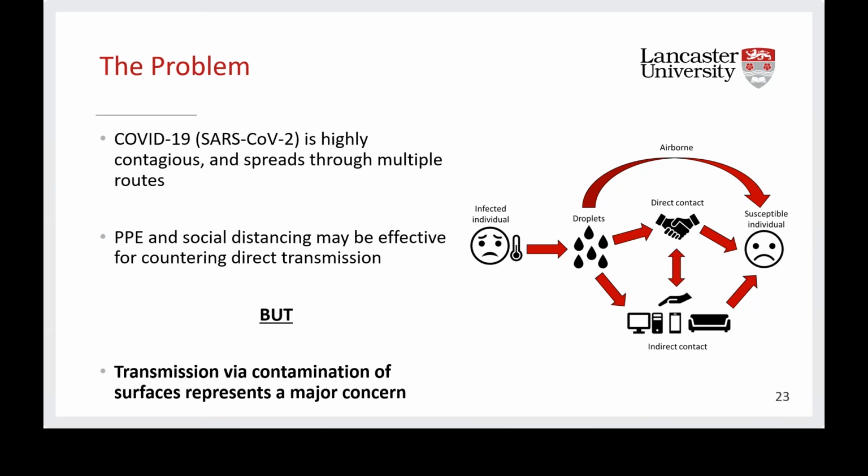Things like PPE and social distancing are effective for countering direct transmission. I think that's probably well proven by this point. But transmission via contamination of surfaces does represent a major concern. Even with the introduction of vaccines going forwards, this isn't an issue that's going to go away overnight.